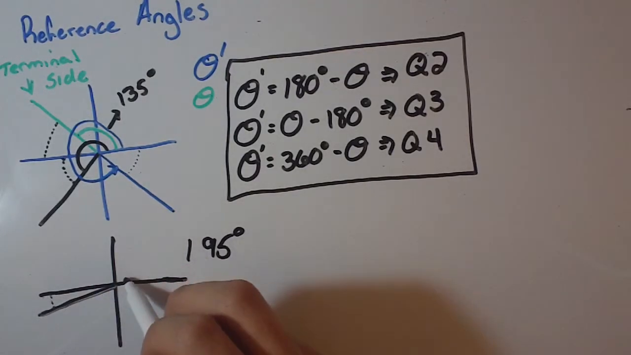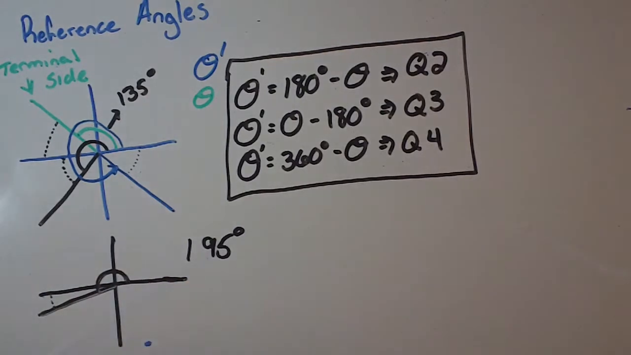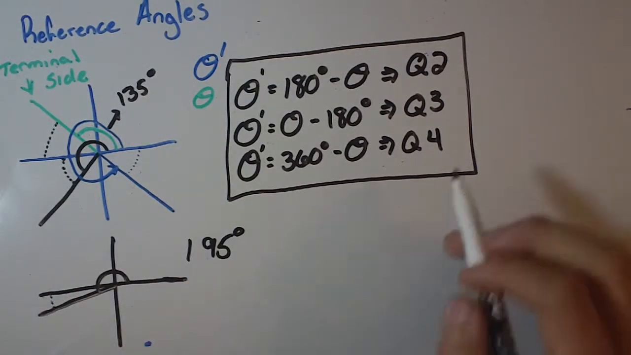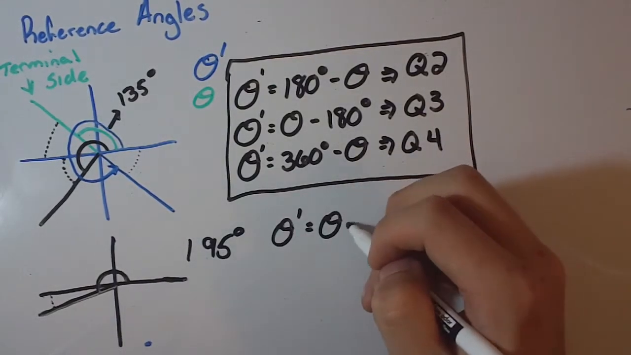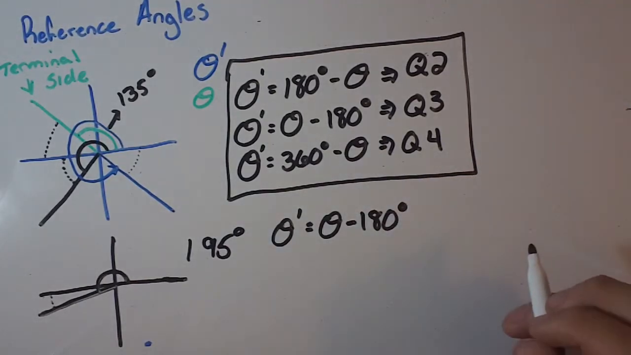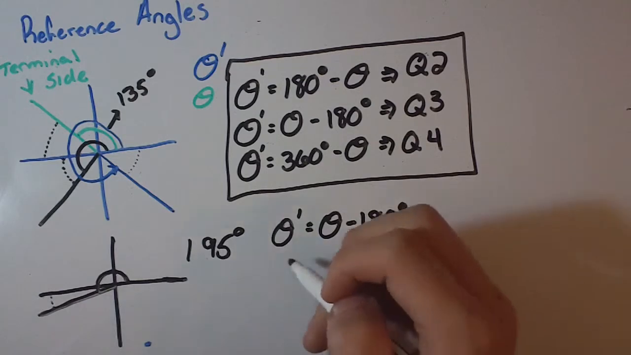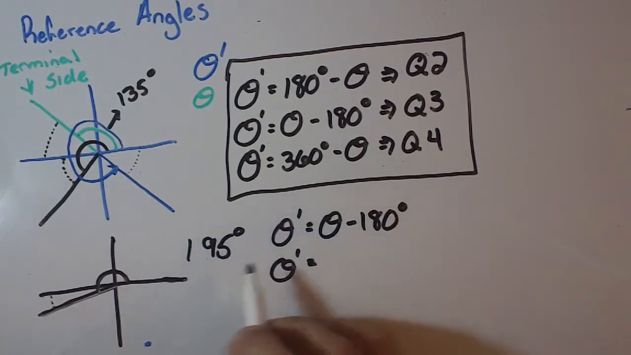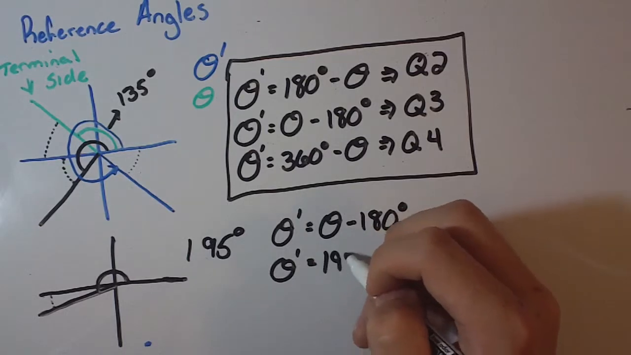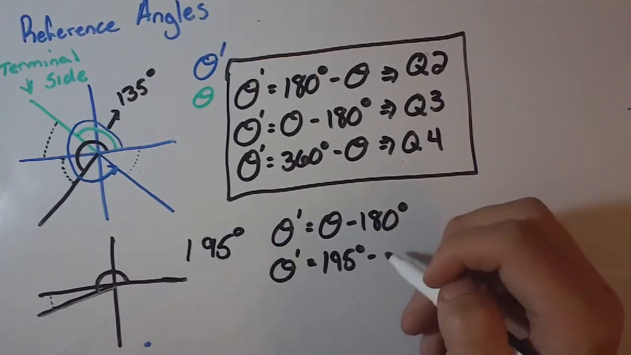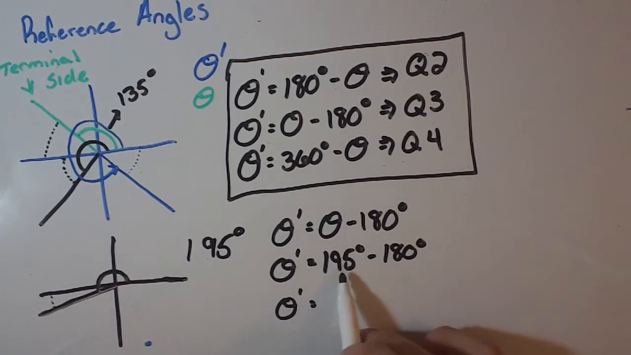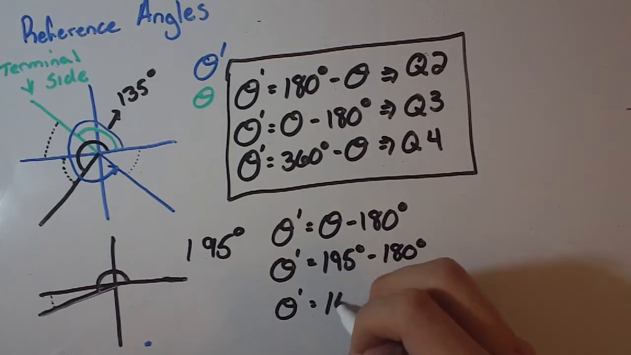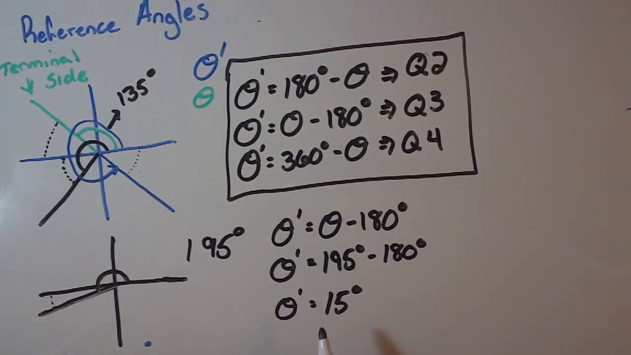Again, we want to find this angle while our entire angle is that. We want to find this angle here. Since it's in quadrant 3, we can use theta prime equals theta minus 180 degrees. So if we plug in what we know, theta prime equals our angle theta, 195 degrees, minus 180. So theta prime equals 195 minus 180, which is 15 degrees. So our reference angle for our 195 degree angle is 15 degrees.